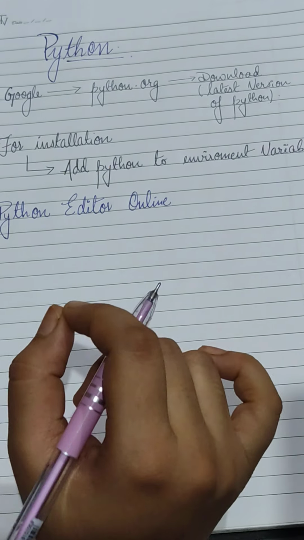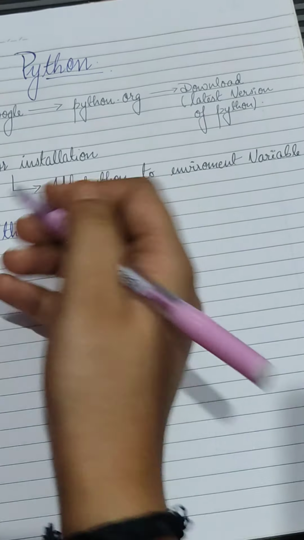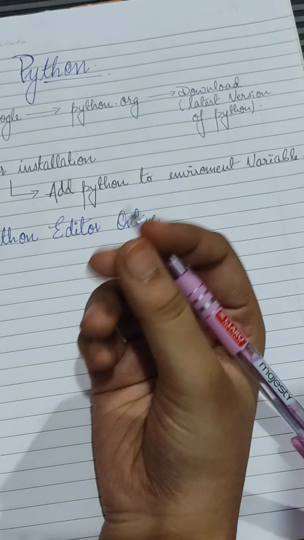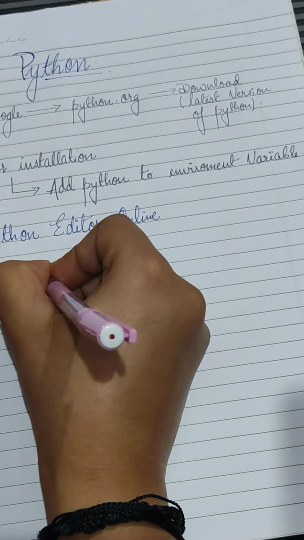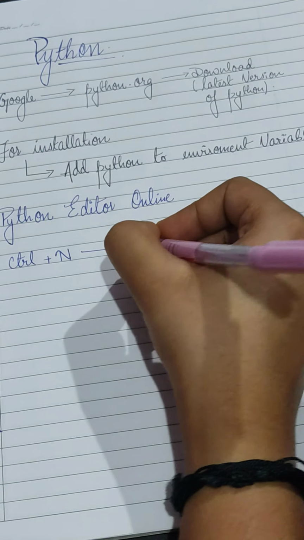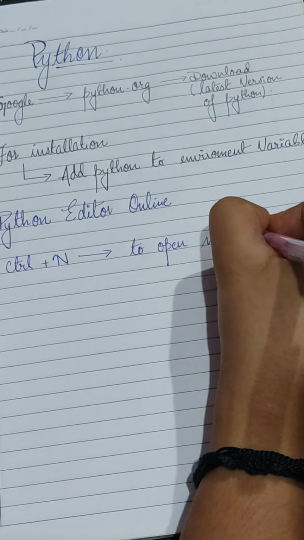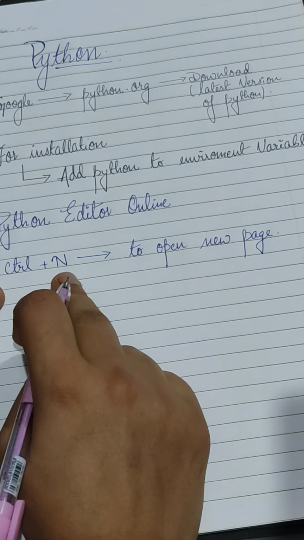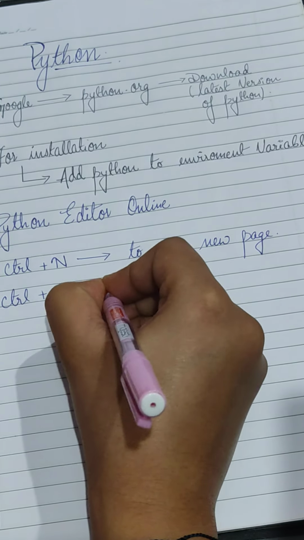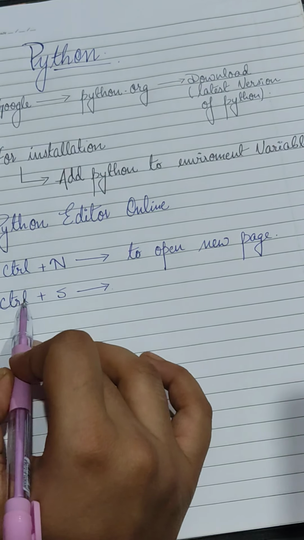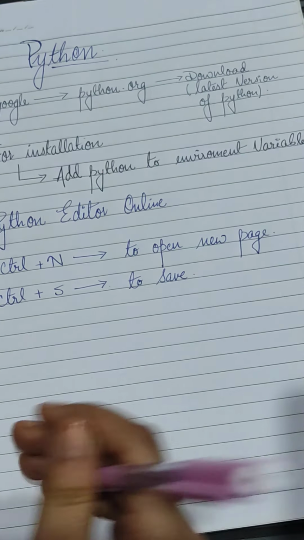Starting with the basics, first of all I will tell you some basic things. Control plus N is used to create a new page. If you want to open a new page, you can use the shortcut key Control plus N. And if you want to save the file, meaning whatever program you have written, you have to press Control plus S to save your program.